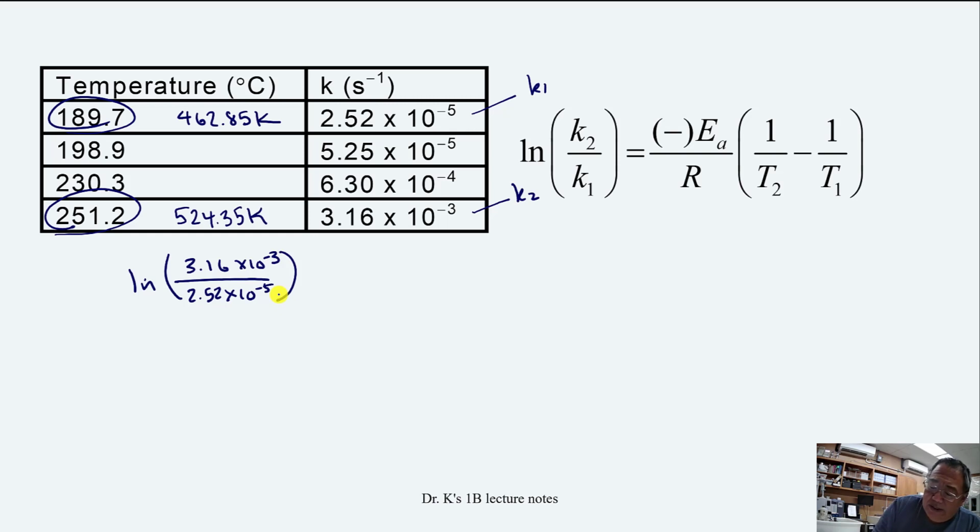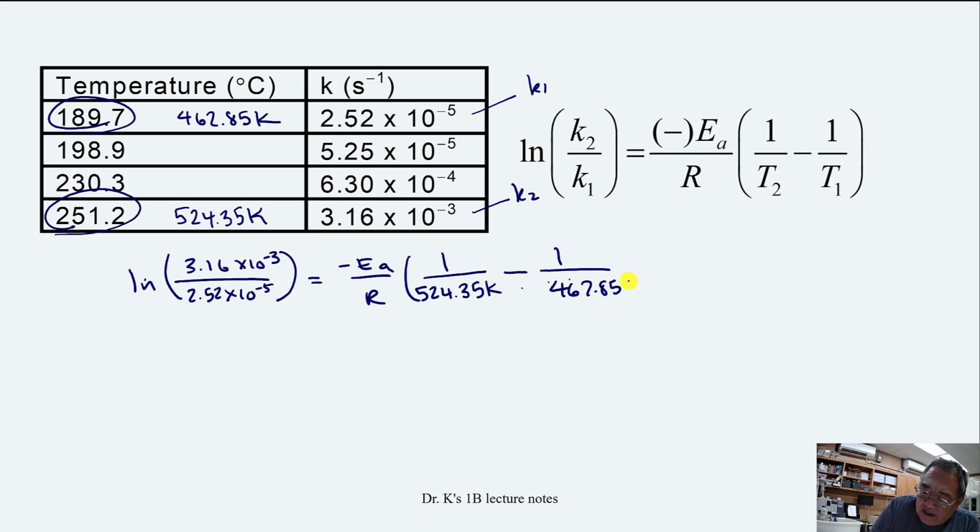Now what we're going to do is say that's equal to minus EA over R, and we're going to write in 1 over T2. Now T2 is 1 over 524.35 minus 1 over 462.85. And these are both in units of Kelvin, so this will come out in units of 1 over Kelvin. So now I'm going to calculate this part, and then I'll calculate this part. And then we'll solve the equation once we've done that.